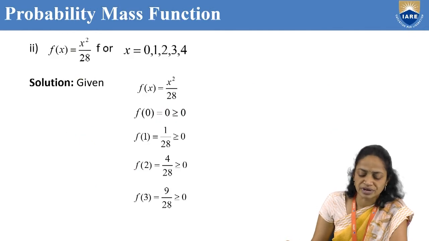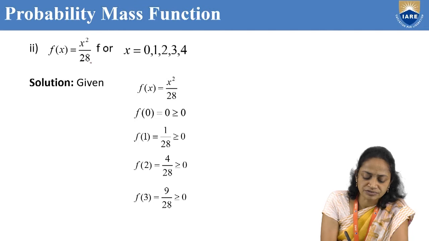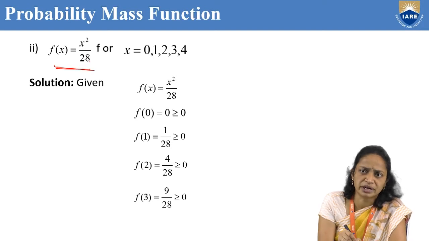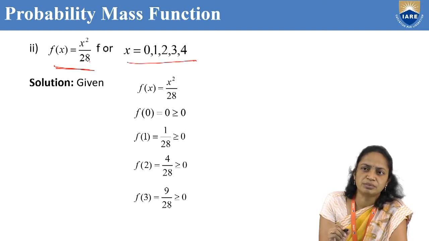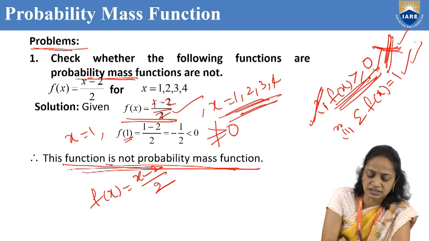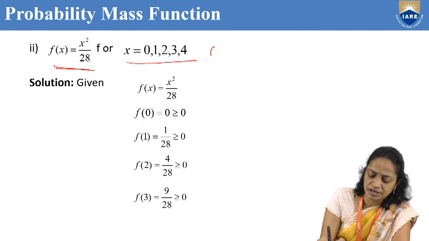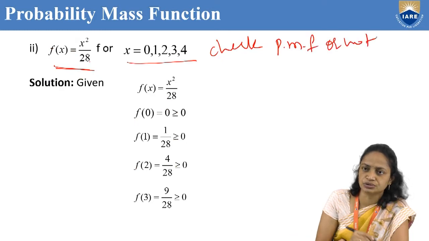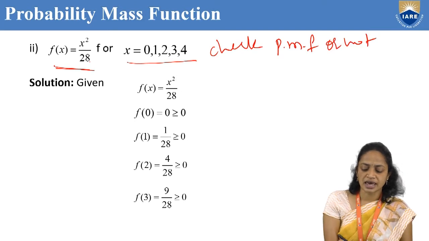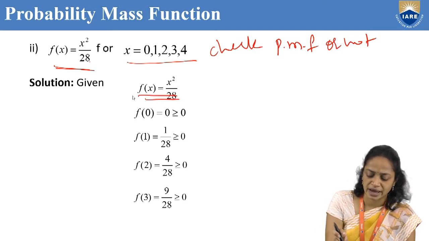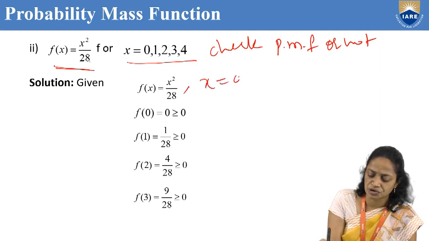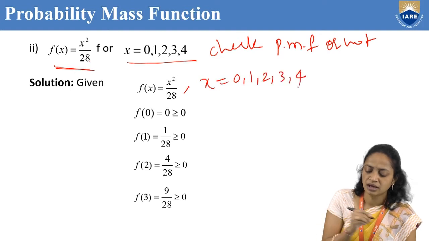Like that, one more question is there. F of x equal to x square by 28, for x equal to 0, 1, 2, 3, 4. Check whether the function is probability mass function or not. So this is our question. Here they have given that f of x equal to x square by 28 and x equal to 0, 1, 2, 3, 4.